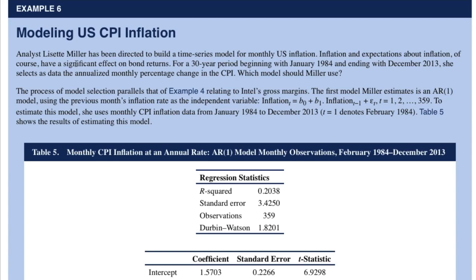So here we go. Analyst Lisette Miller has been directed to build a time series model for U.S. monthly inflation. Inflation and expectations about inflation, of course, have a significant effect on bond returns. For a 30-year period beginning with January 84 and ending with December 2013, she selects as data the annualized monthly percentage change in the CPI. Which model should Miller use?